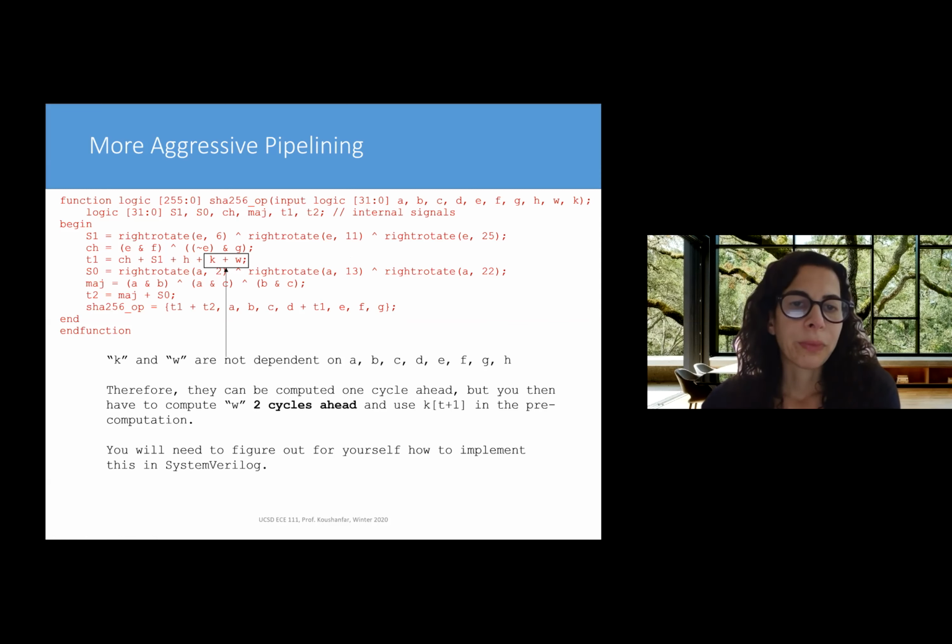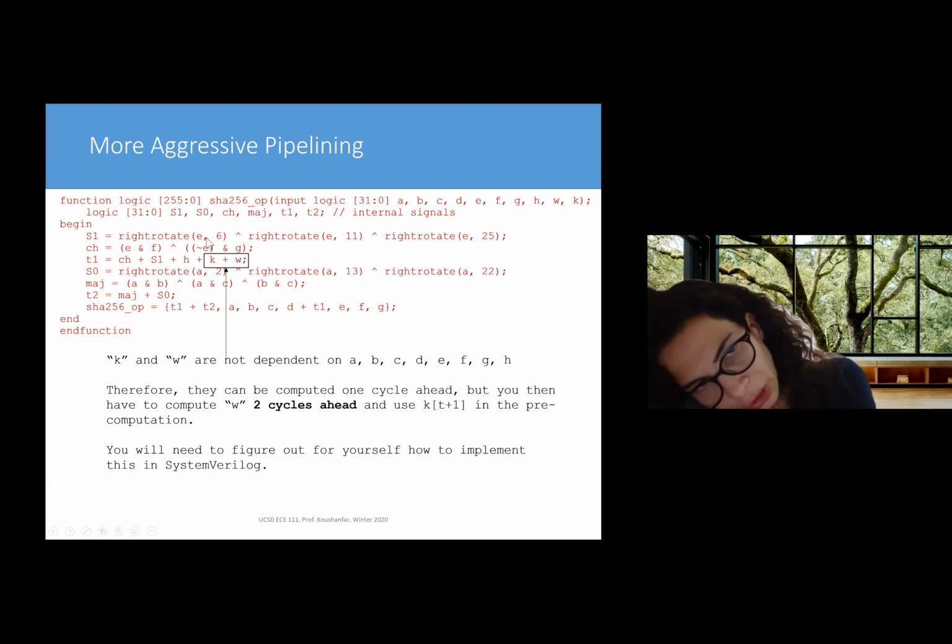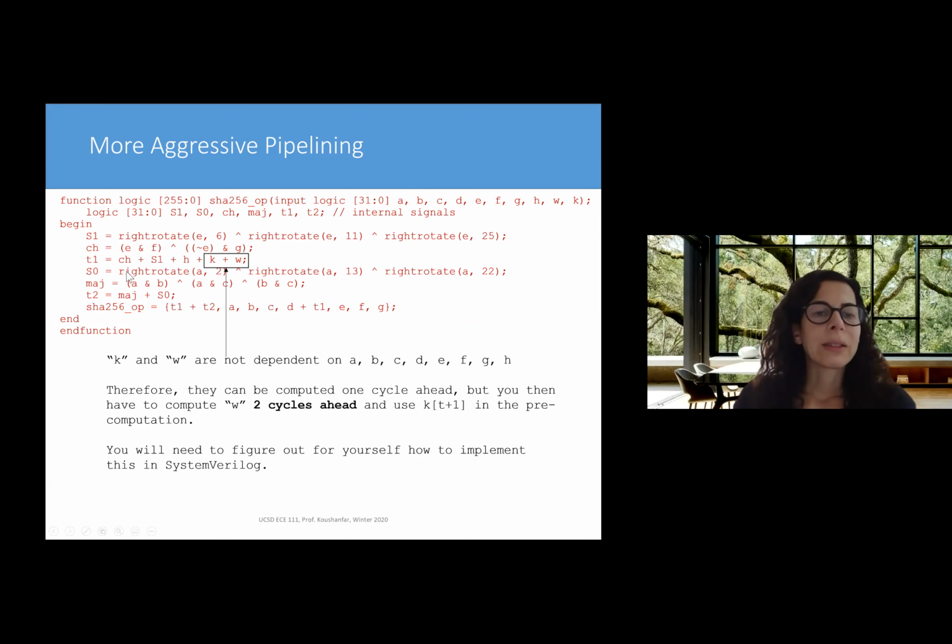So now, again, S0 is a function of the A values in the A registers, which is something we could compute on the fly. And then the majority is A and B, A and C, and B and C, the content of these input registers. So this can also be done in the logic in parallel. But again, T2 has to be done after we have S0 plus this majority to compute that.